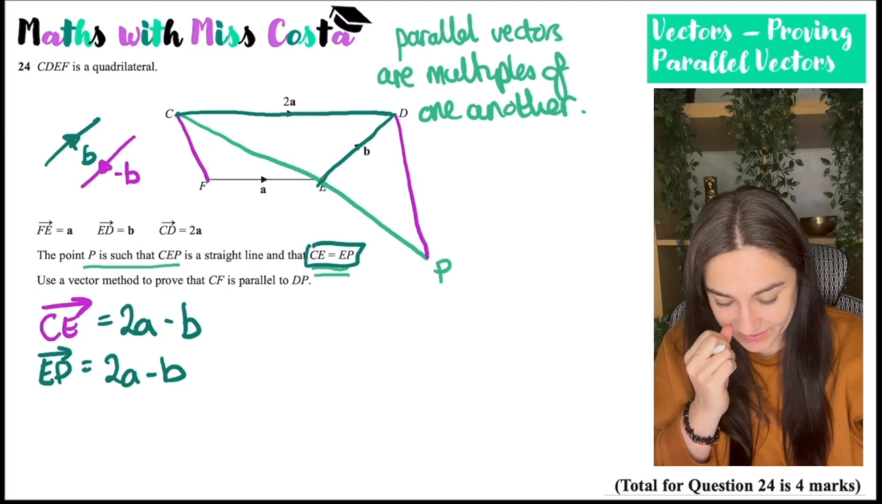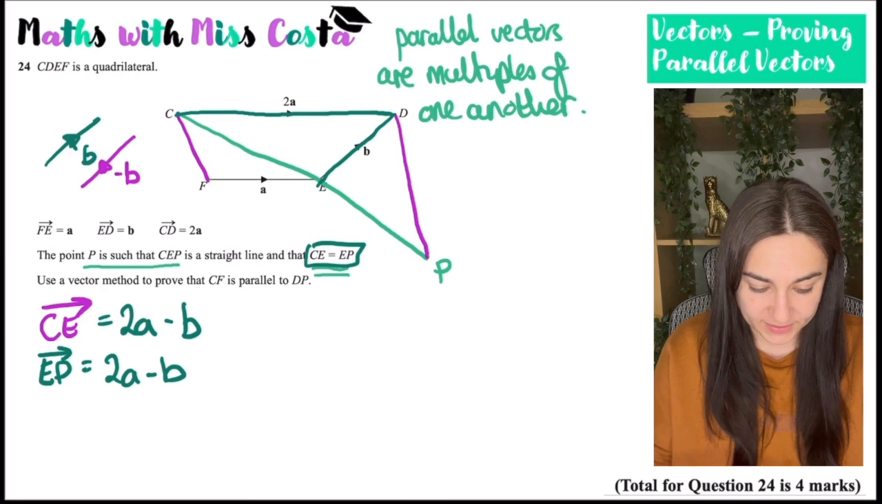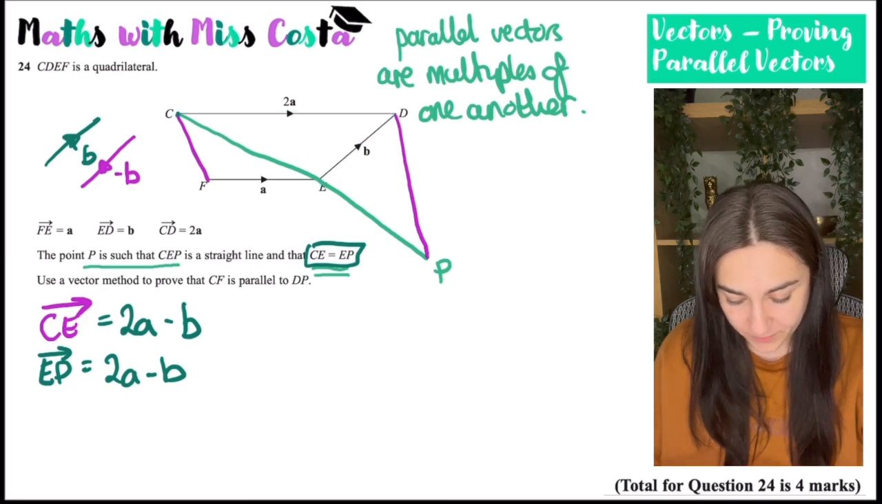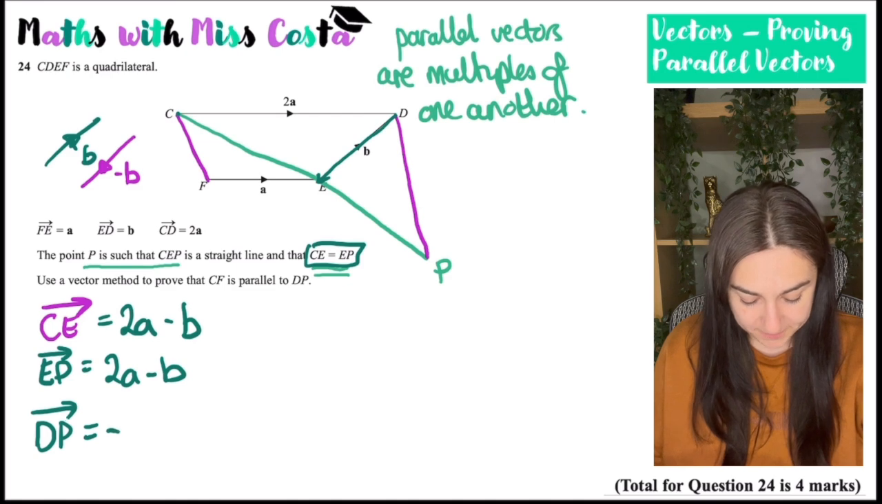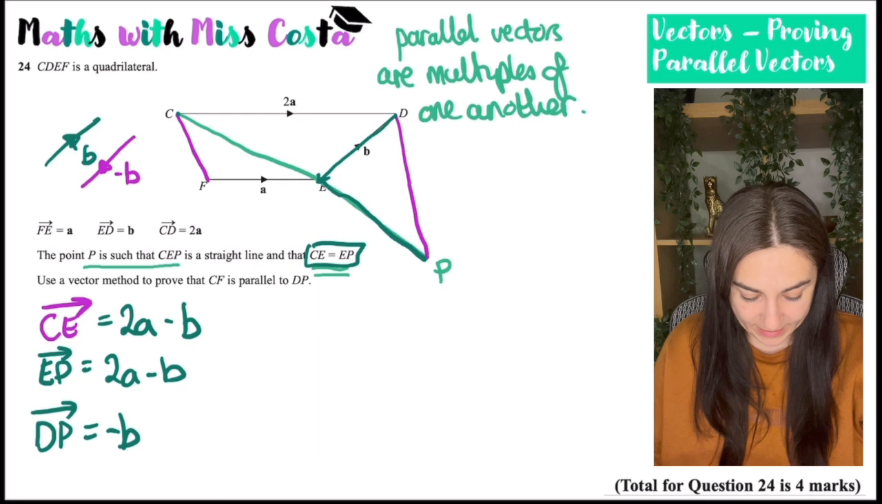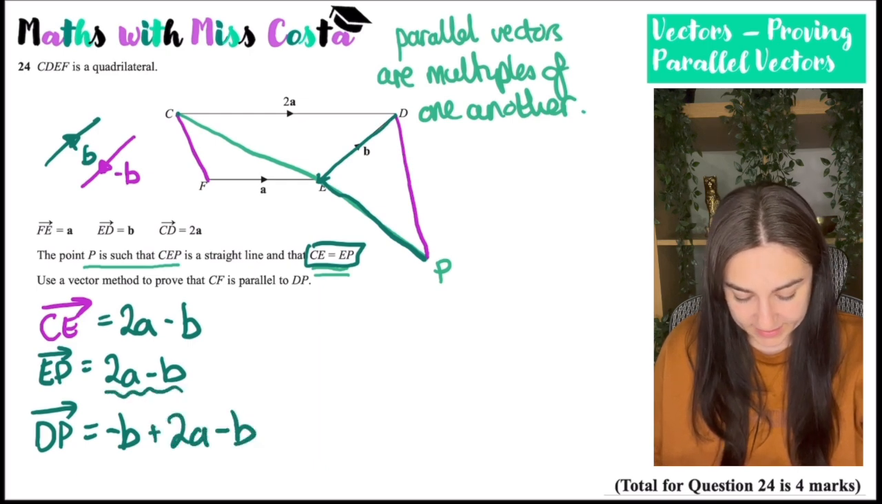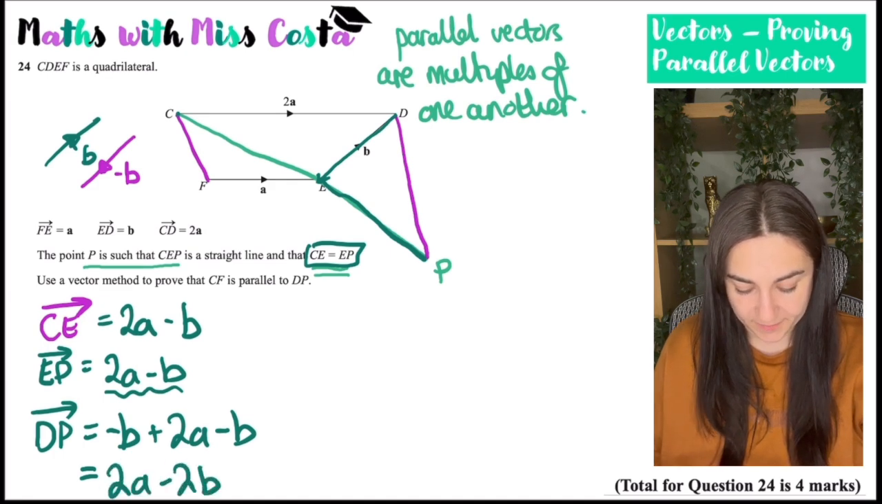Now I need to figure out what DP is. So let's just get rid of these lines here. So how can I get from D to P? Well, I can go along here, which is negative B, and then along here, and I figured out that I know that EP is 2a minus B. So let's simplify that. That gives me 2a minus 2b.